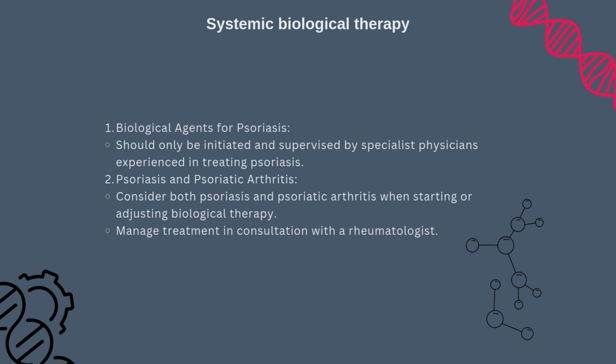Systemic biological therapy. Biological agents for psoriasis should only be initiated and supervised by specialist physicians experienced in treating psoriasis and psoriatic arthritis. Consider both psoriasis and psoriatic arthritis when starting or adjusting biological therapy. Manage treatment in consultation with a rheumatologist.